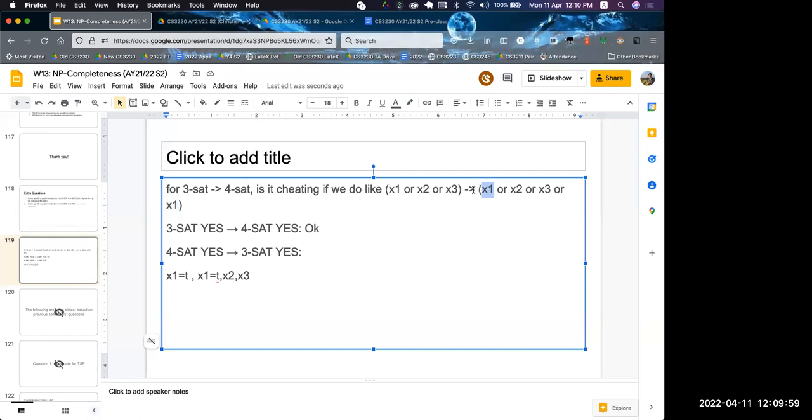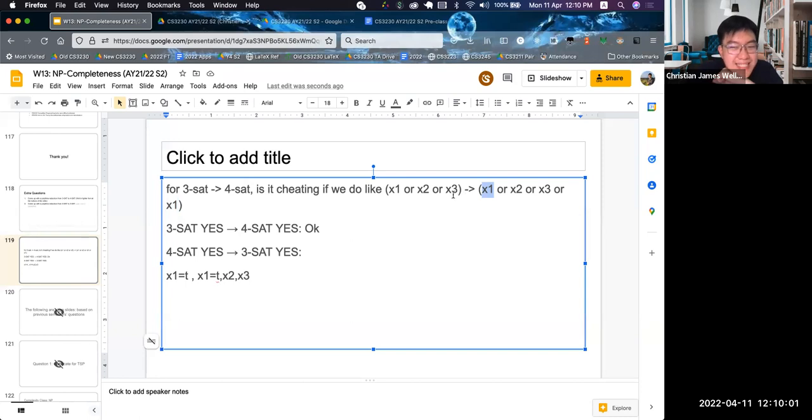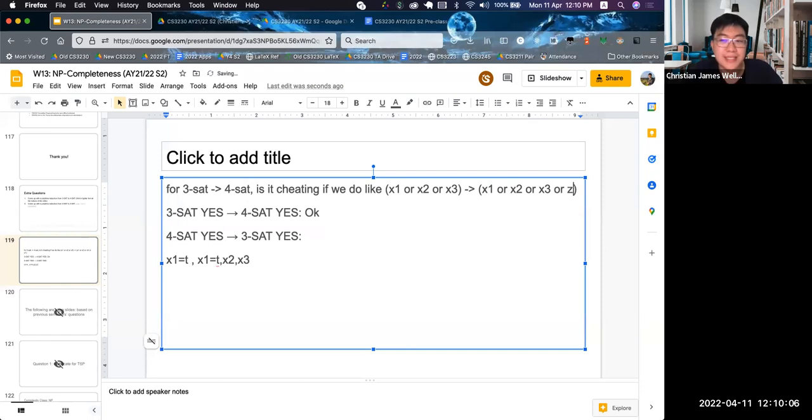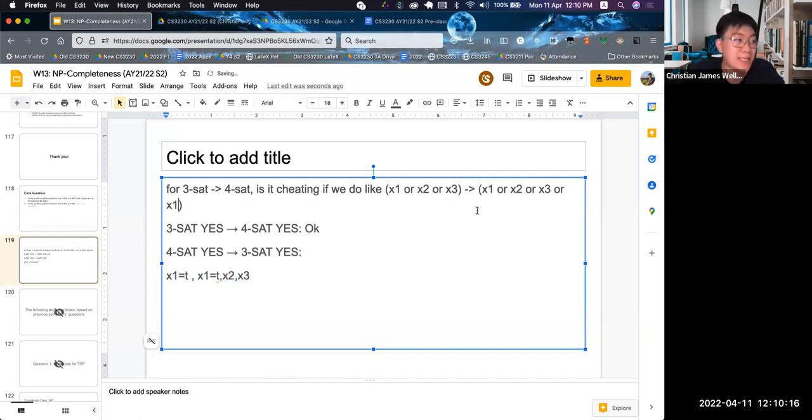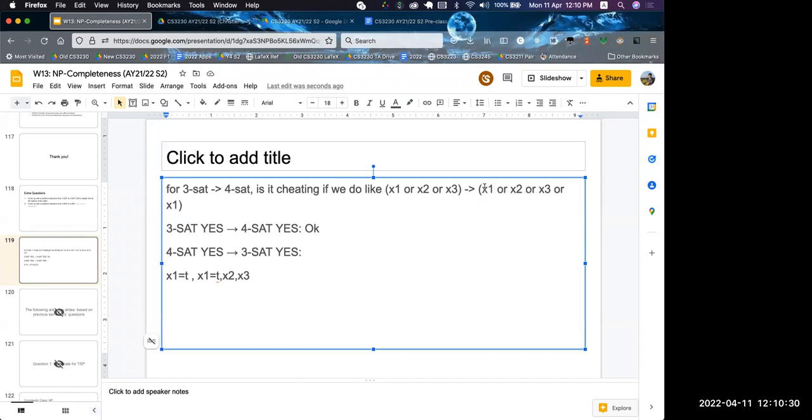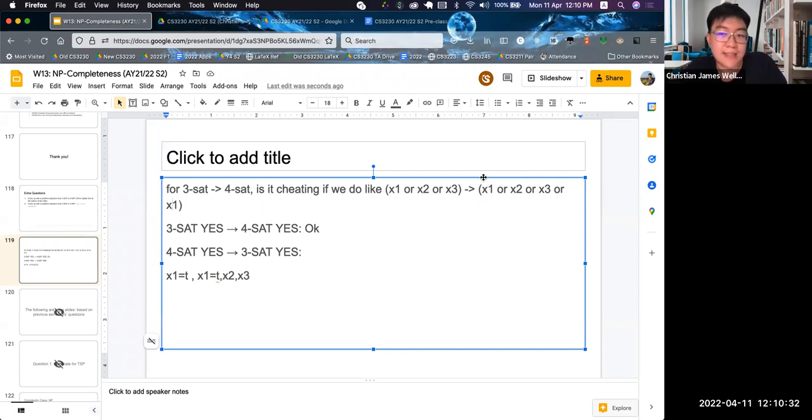Okay. Does this kind of make sense? I know it's a bit tricky to think about, but what I want to argue is that if you introduce a new variable just like this, you don't have control over what Z is. In fact, even if you set it to X1, like what you propose, you still don't have control over which one is set to true. All you know is that the 4-SAT instance is a yes instance, so one of them must be true. It just so happens that X1 happens twice, right?